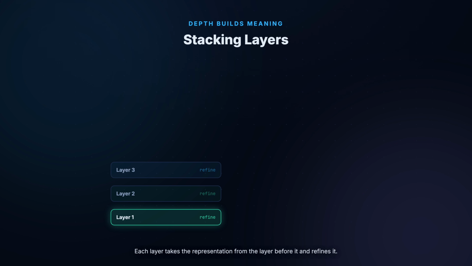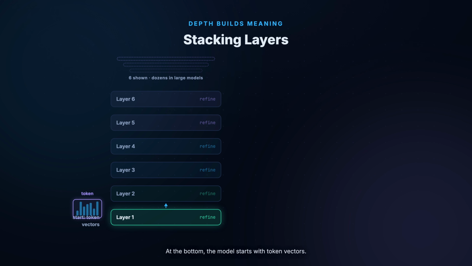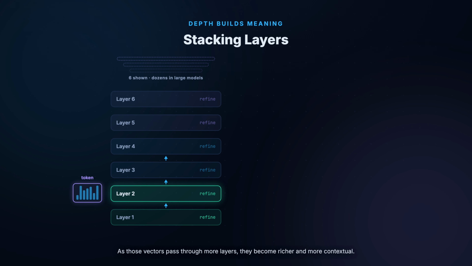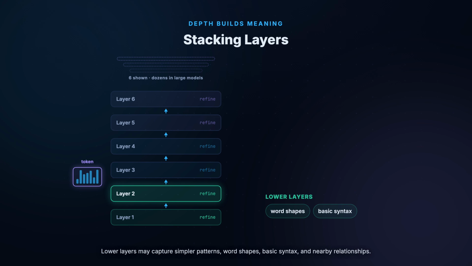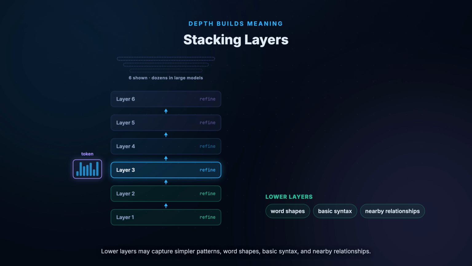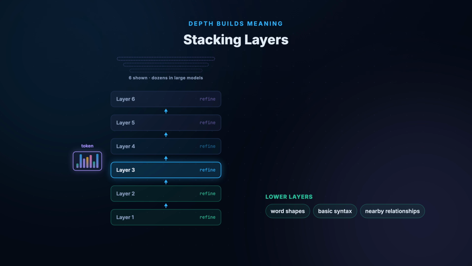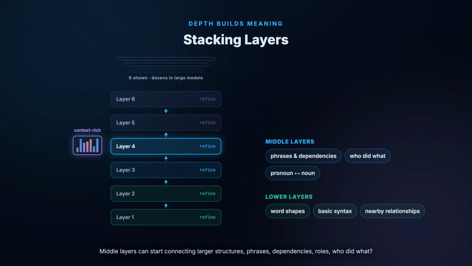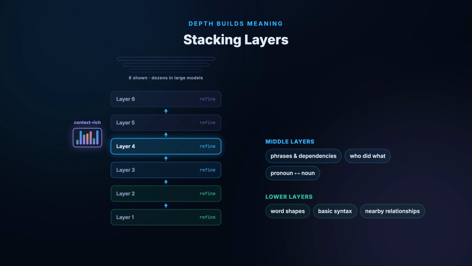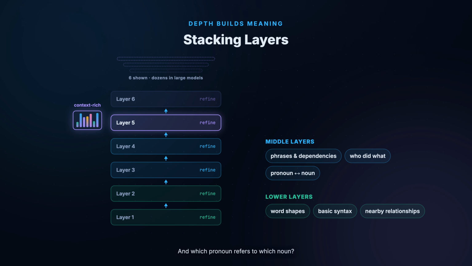Each layer takes the representation from the layer before it and refines it. At the bottom, the model starts with token vectors. As those vectors pass through more layers, they become richer and more contextual. Lower layers may capture simpler patterns, word shapes, basic syntax, and nearby relationships. Middle layers can start connecting larger structures: phrases, dependencies, roles, who did what, which object belongs to which action, and which pronoun refers to which noun.